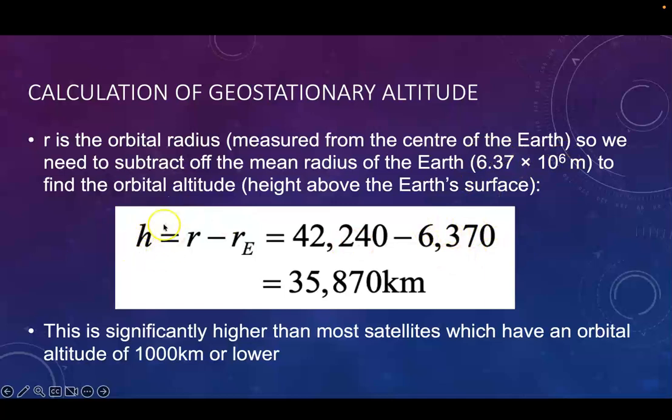So to find the orbital altitude h, I've gone R, take R_E. Note that this is in kilometers rather than meters. I can't remember why I did that, but anyway, just be aware of that. So we go 42,240, take 6,370, and that gives us an approximate value for our orbital altitude of 35,870 kilometers above the Earth's surface, which is significantly higher than most low Earth orbit satellites, which have an orbital altitude of about 1,000 kilometers or lower.